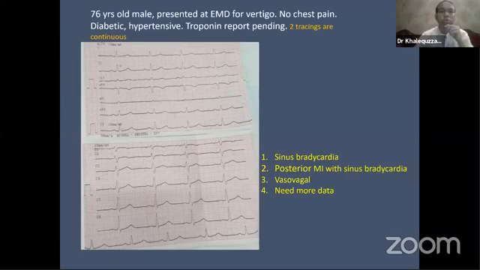There is no large R wave in V1 or V2, so it should not be compatible with posterior MI.